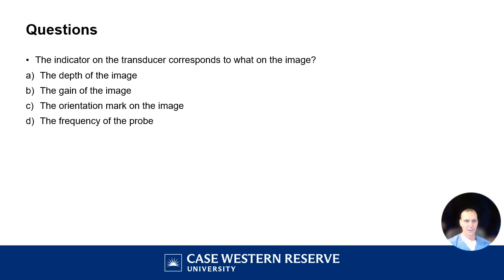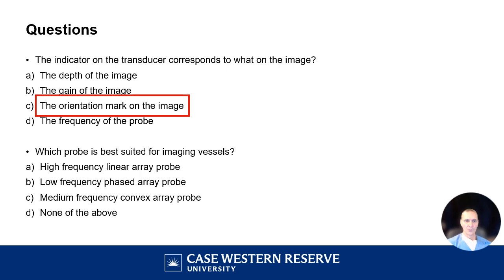The indicator on the transducer corresponds to what on the image? A, the depth of the image, B, the gain of the image, C, the orientation mark on the image, D, the frequency of the probe. The orientation mark on the image. Which probe is best suited for imaging vessels? High frequency linear, low frequency phased array, medium frequency convex, none of the above. High frequency linear.